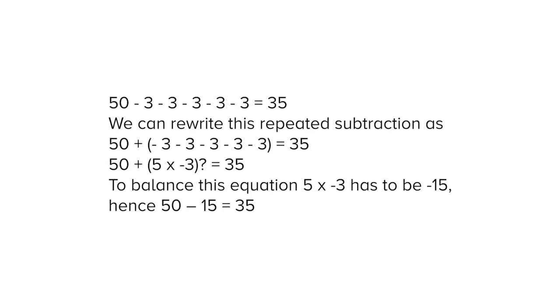Now we can rewrite this repeated subtraction as 50 plus, in brackets, 5 times minus 3. Now this should give us 35. Now to balance this equation, 5 times minus 3 has to be minus 15. Hence 50 minus 15 is 35.